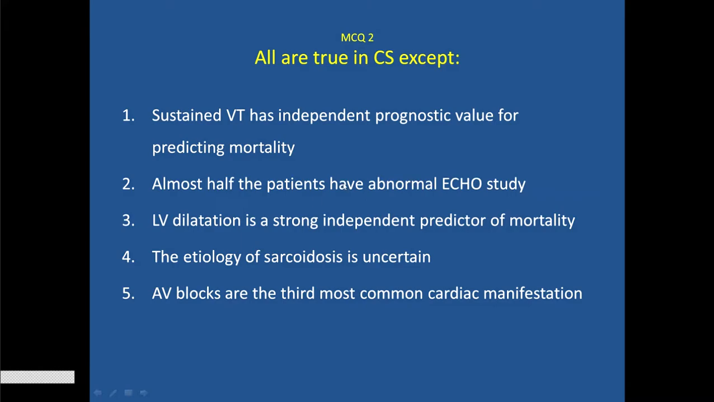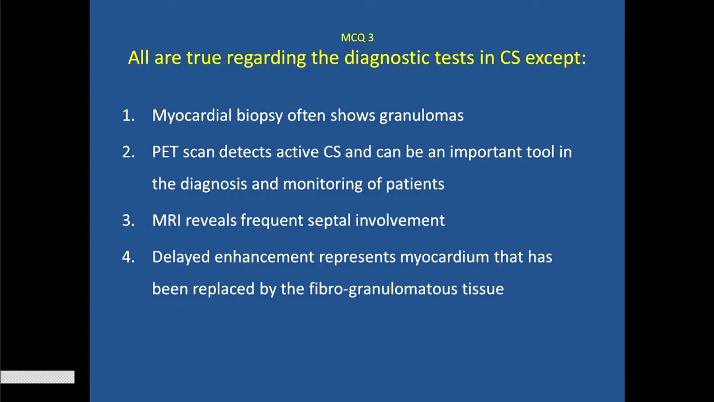That is true. The etiology of sarcoidosis is uncertain. Very true. AV blocks are the third most common cardiac manifestation, which is very untrue. AV block is one of the most common presentations of cardiac sarcoid in the young. So please evaluate further. Send these people to electrophysiologists for further care instead of just doing some pacemakers.